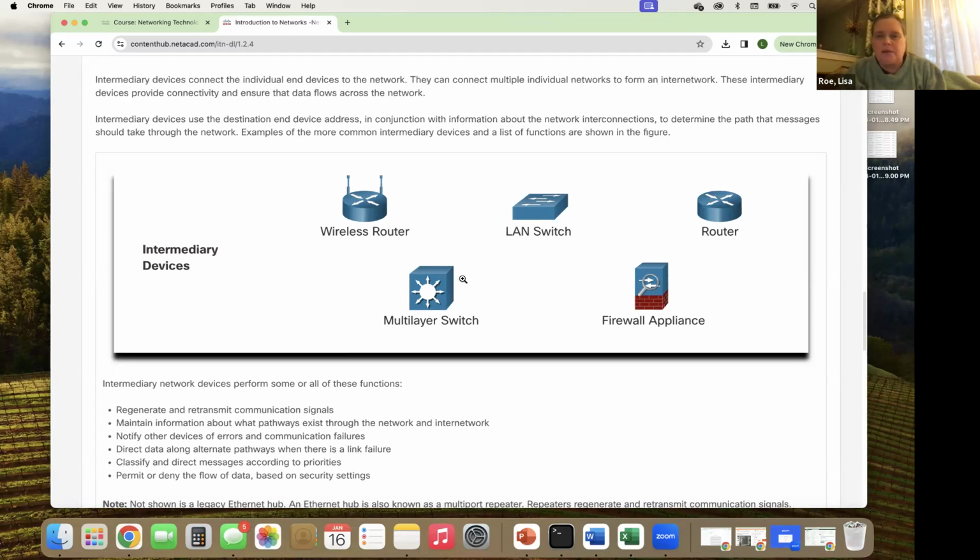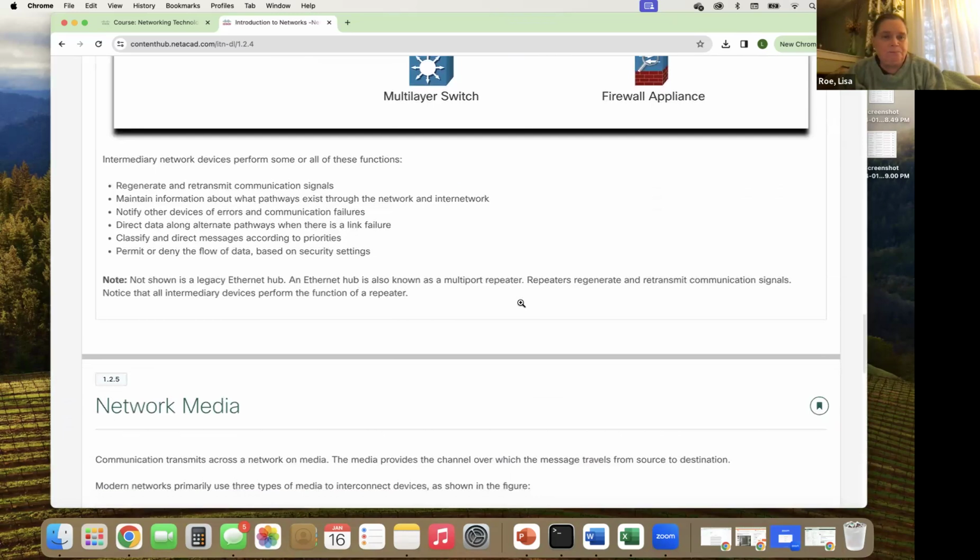Then we have different types of switches, which we'll discuss later. We have a firewall and we have a router. These are, again, connectivity devices. So what do they do? They regenerate and transmit communication signals.